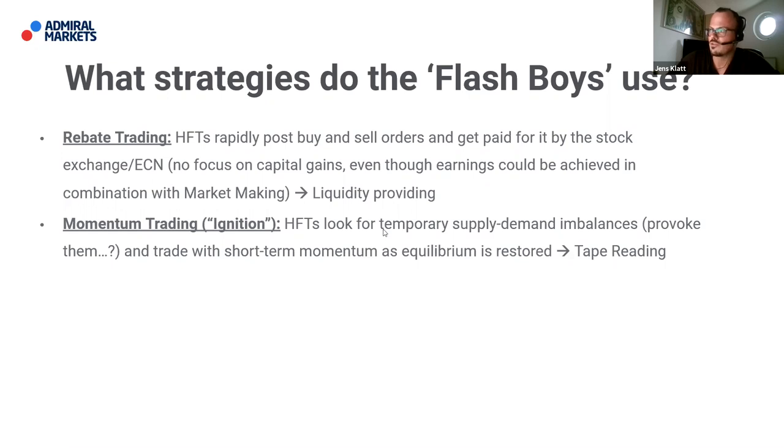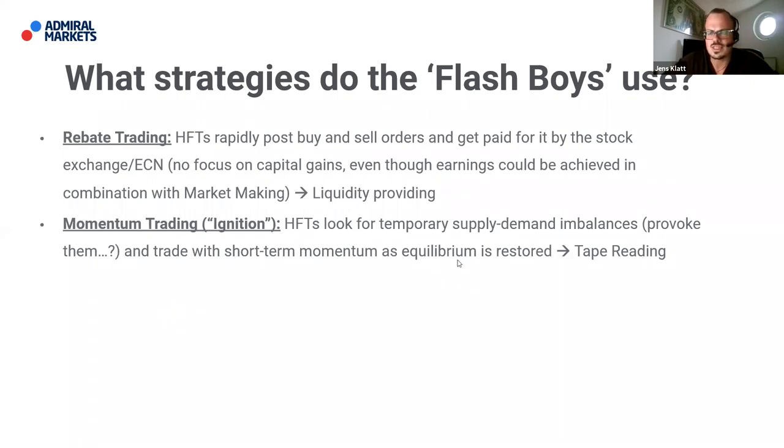But it's HFT here looking for temporary supply and demand imbalances, and also provoking them. Sometimes you can see that the market spikes higher for whatever reason. This is mainly because HFTs are pushing the market to a level where they expect, for example, big stops to sit, or there might be a cloud of stops. That means they expect many market participants being stopped out on a trade, let's say on a short position, because the market reaches a certain level and then squeezes higher. This is a technique used by HFTs to try to profit from these imbalances in regards to supply and demand. And they trade with this short-term momentum as equilibrium is restored.